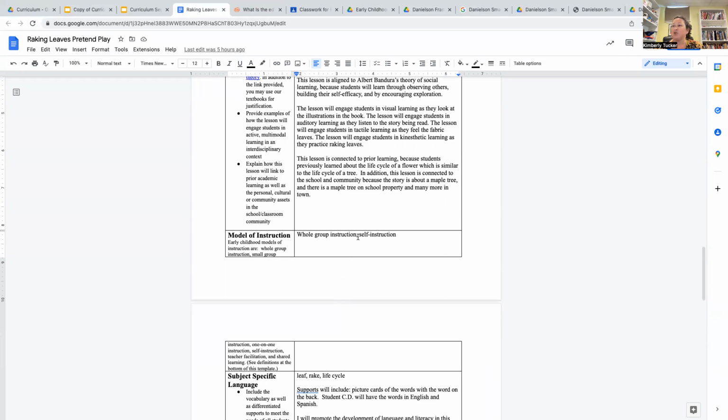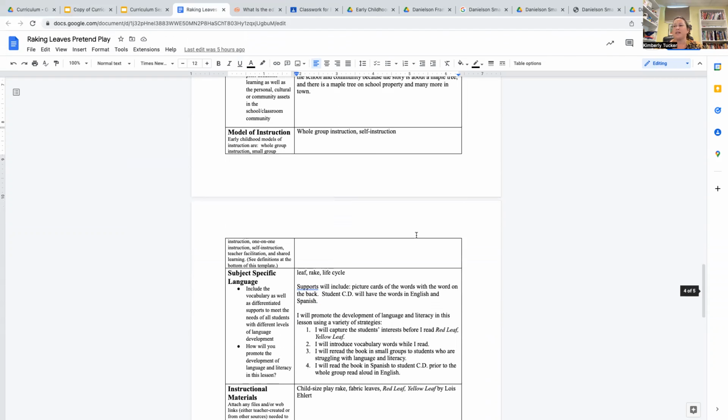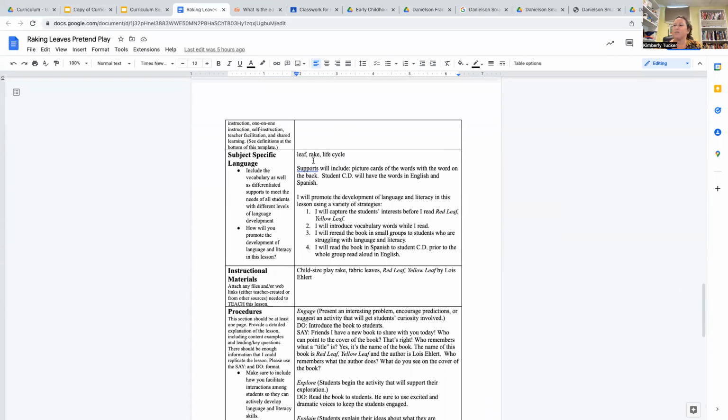So here's my model of instruction. I'm going to start with whole group instruction when we read the story, and then it's self-instruction while students are in centers and are practicing their raking leaves. Here's my subject-specific language: leaf, rake, and life cycle. That's your academic vocabulary. You have to include supports, how you're going to differentiate it for students.